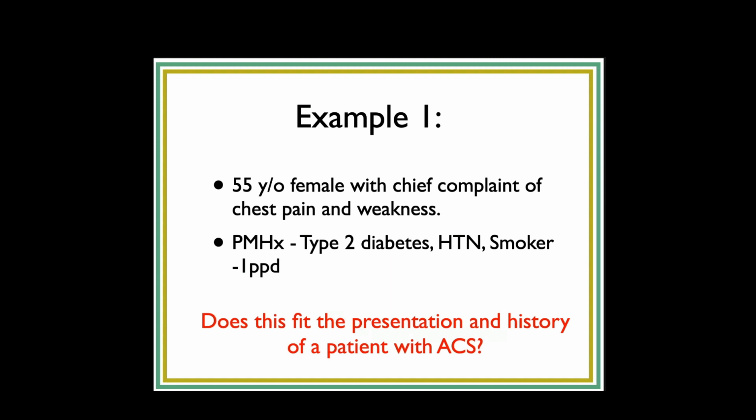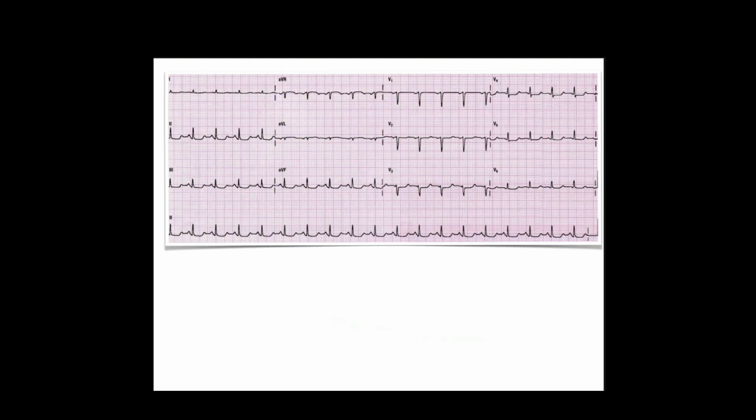So let's look at some examples. Okay, Grace, does this fit the presentation and history of a patient with ACS? Yes. Okay. So here's the 12 lead. Koa, why don't you go through all the leads and tell me if you see ST elevation or depression and where you see it. You can skip aVR. I see ST depression in 2, 3, a little bit in aVF, V3, V4, V5, and V6.